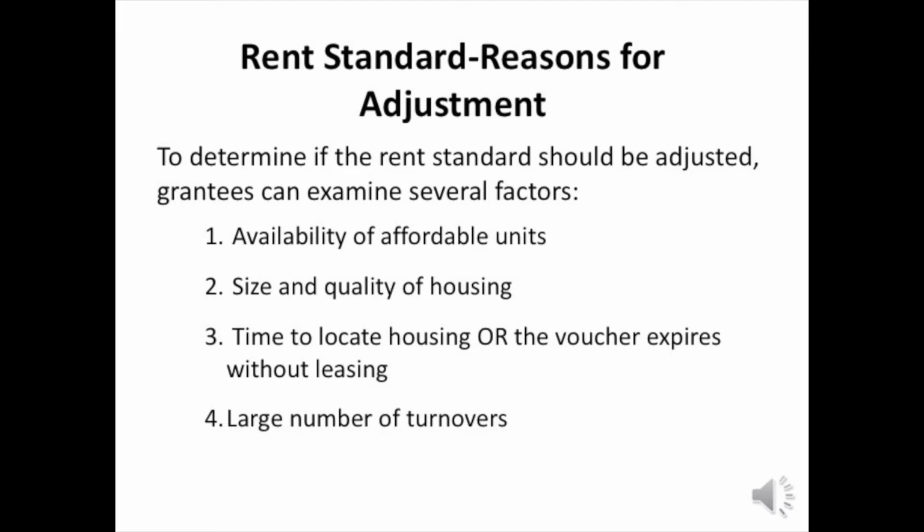This may be demonstrated by reasonableness data, vacancy rates, and supply or location of housing. If eligible households are having trouble finding affordable housing within the rent standard, the rent standards for the area may be too low. We have to look at the size and quality of housing. The size and quality of housing may be limited due to the rent standards.